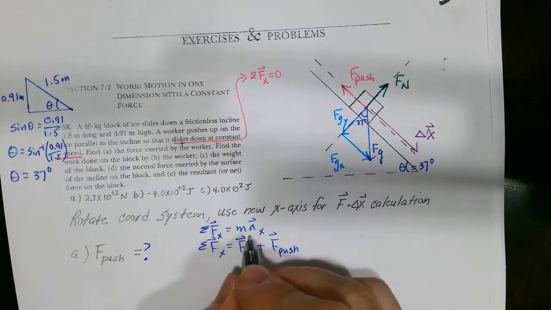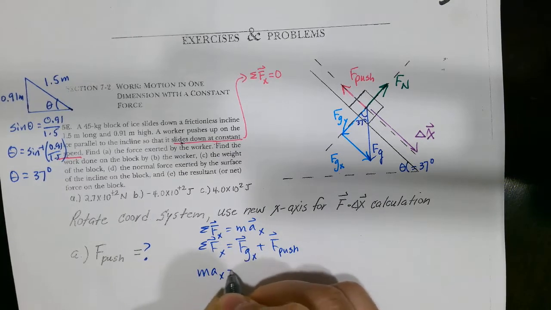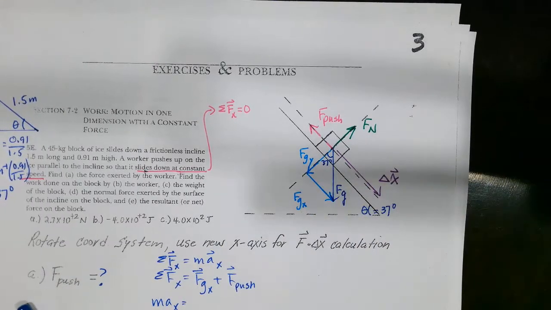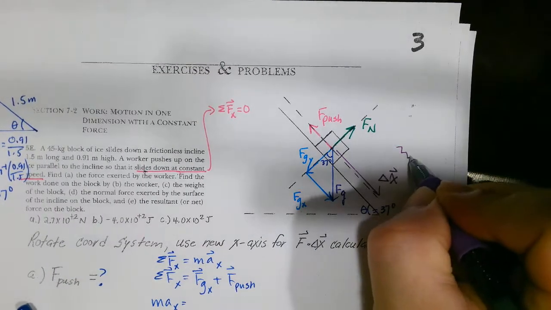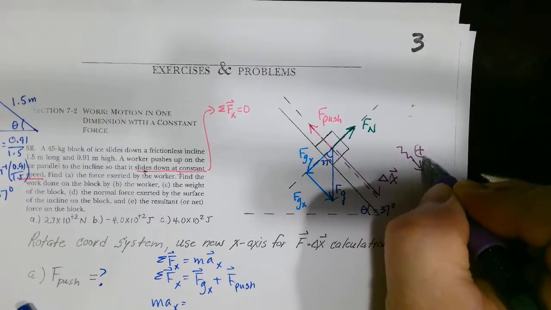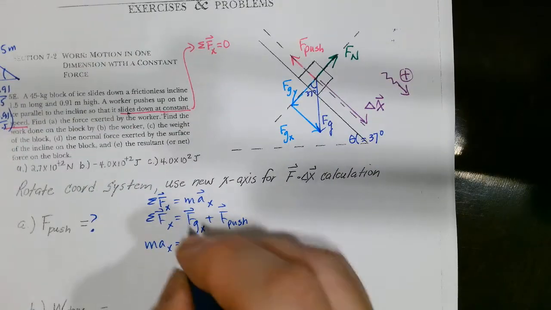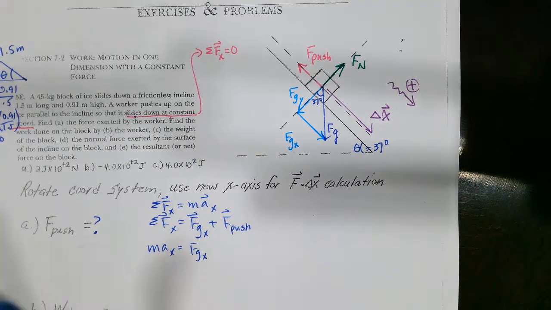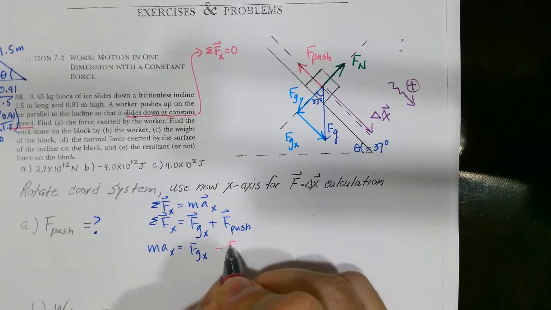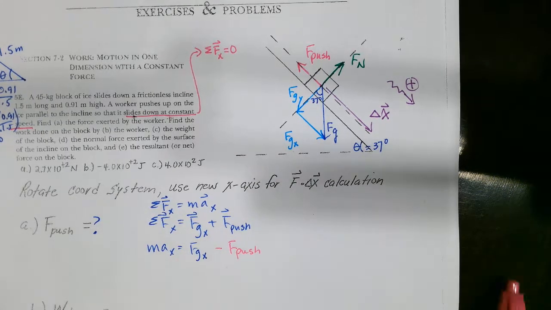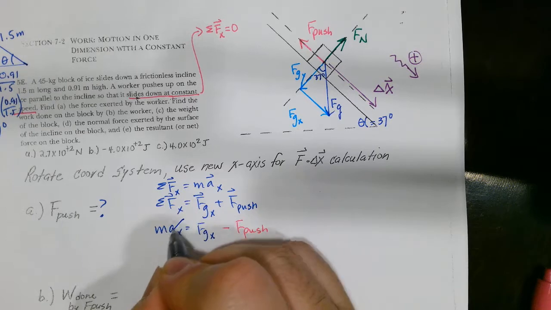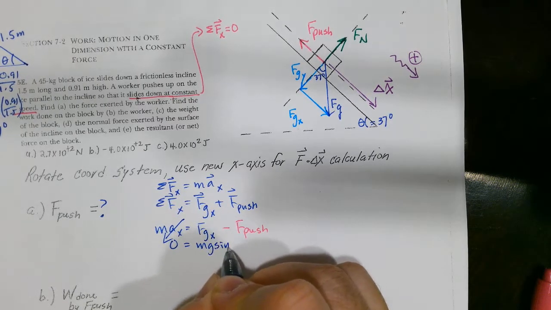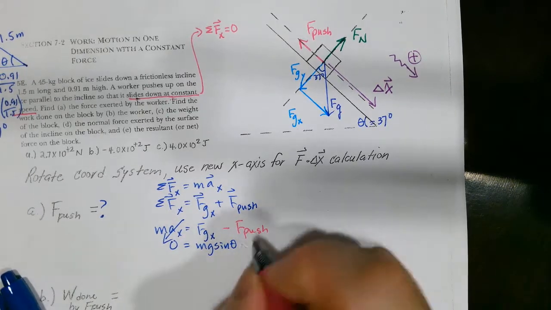So since max is equal to, I'm going to consider the downward direction as positive direction, okay? Just going to consider that to be my positive direction. So my Fgx is positive minus F push. Right? Acceleration is 0. And this is mg sine theta minus F push.